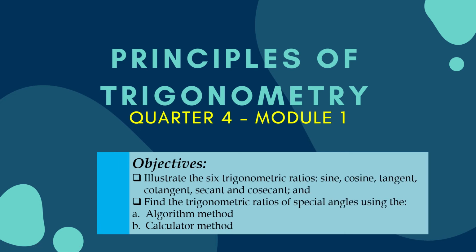First is to illustrate the 6 trigonometric ratios. The following are sine function, cosine function, tangent, cotangent, secant, and cosecant function. And the second objective is to find the values of the trigonometric ratios of the special angles using the algorithmic method, and the second one is the calculator method. But the second method will be discussed in a separate video lesson.